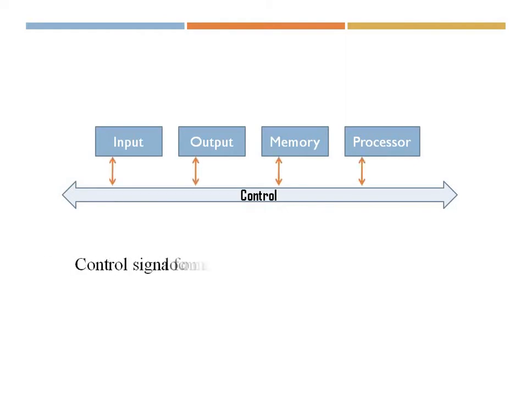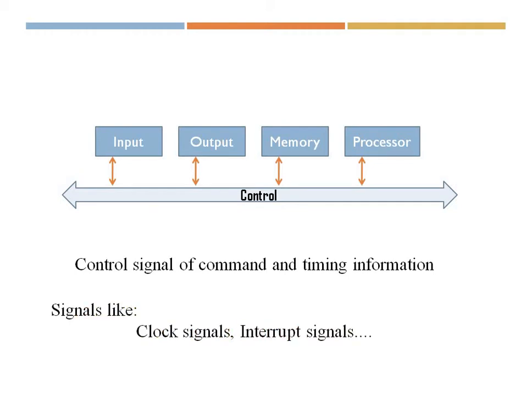Now, let's see the first one, which is my control bus. The control bus is always going to be bidirectional, because it is going to communicate the control signals of command and timing information. It basically does all the task of controlling my devices. It specifies which operation is to be performed using this control bus. It's bidirectional. We also have signals like control signals and interrupt signals for this particular control bus.